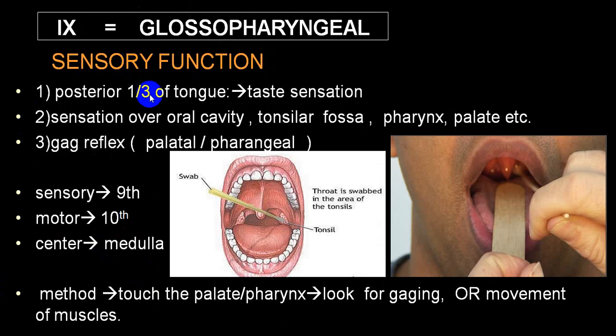You can test for the posterior 1/3 of the tongue, sensation over the oral cavity, tonsillar fossa, pharynx and palate. But by and large, we test for the taste sensation on the posterior 1/3 of the tongue, and sensation you can test in the oral cavity. Indirectly, we are doing it in case of a gag reflex. So together, in a gag reflex, sensory pathway is 9th, motor pathway is 10th, center is medulla. So you touch either the palate or the soft palate and look for the gagging or contraction of the pharyngeal muscle.